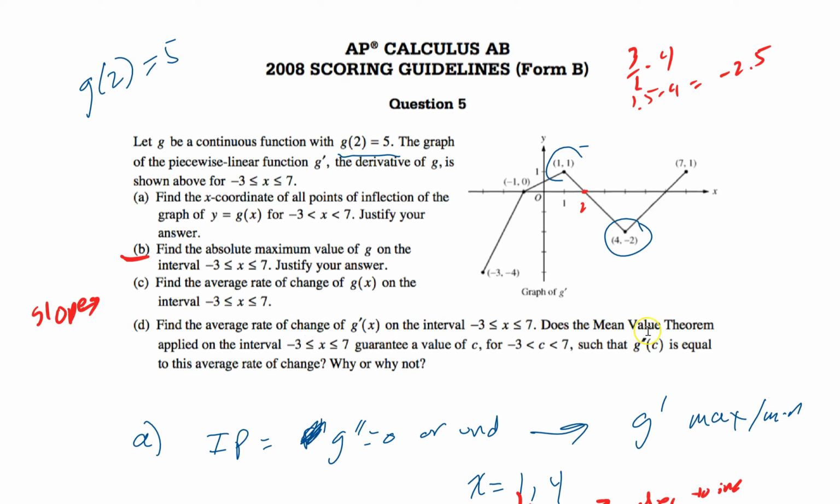Now they want to know, does the mean value theorem guarantee a c such that g double prime of c is equal to the average rate of change? Why or why not? So here's the thing. It's going to be no. I can tell you why not right now. We're talking about g prime here, and we're going to take a derivative of that. Mean value theorem only holds when it's continuous and differentiable. Look at this. This is not differentiable. I can't take a derivative. There are corners everywhere. So no. Not differentiable. And that's it.